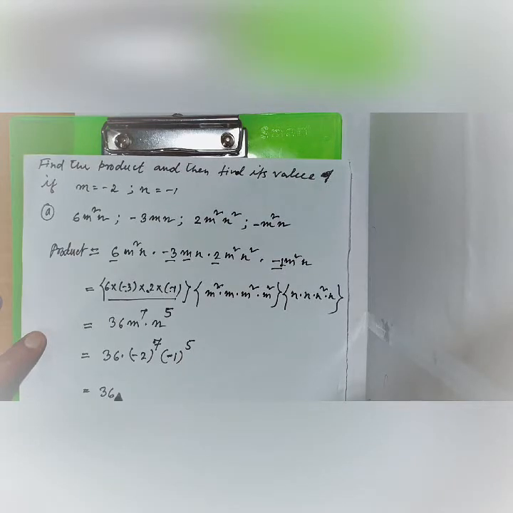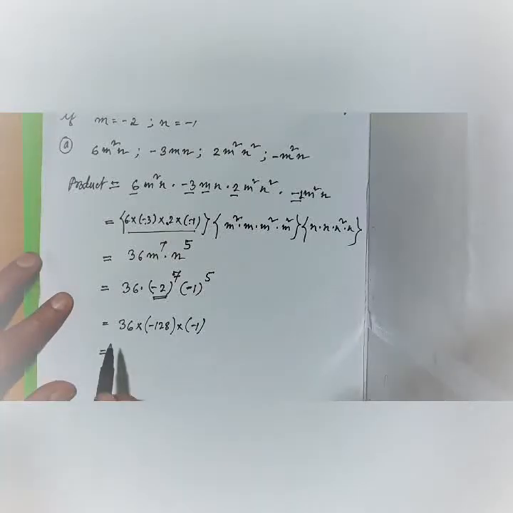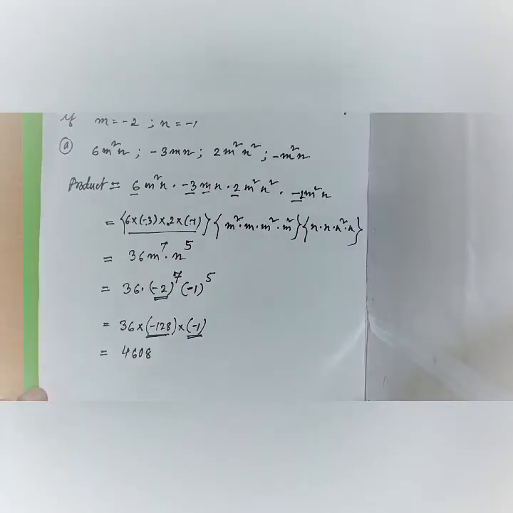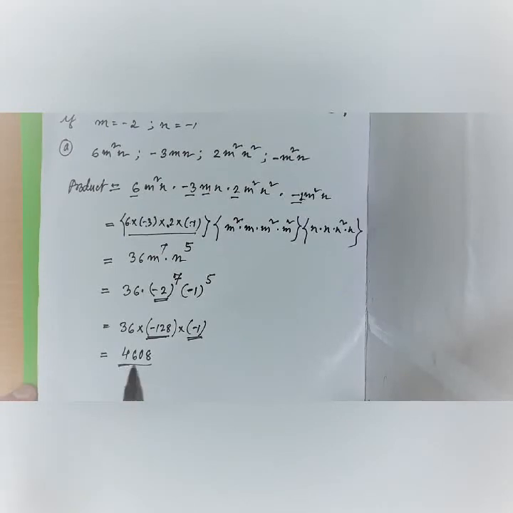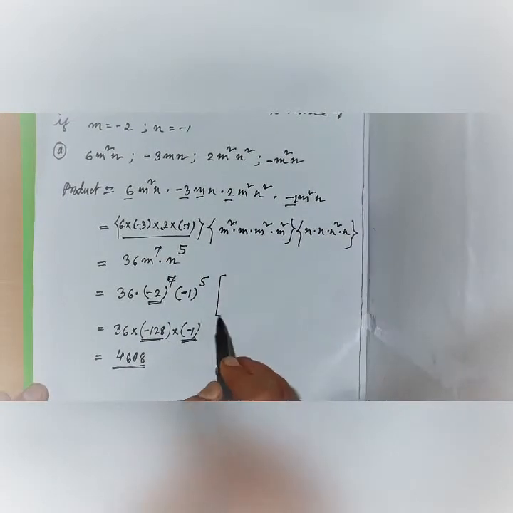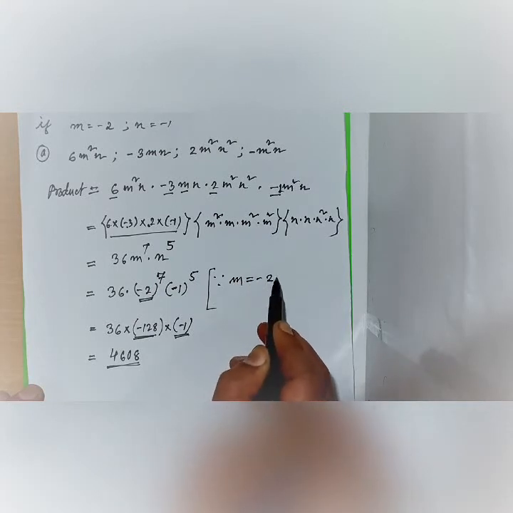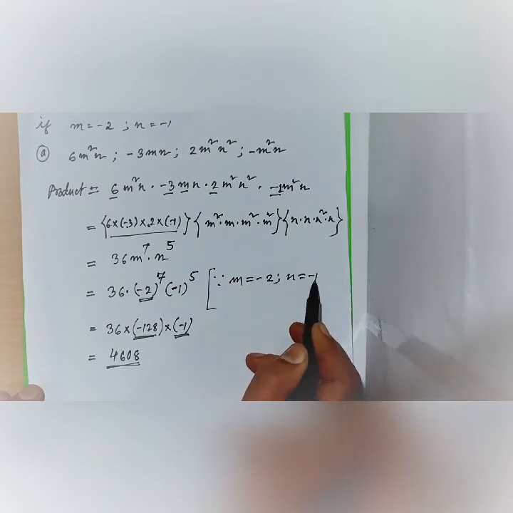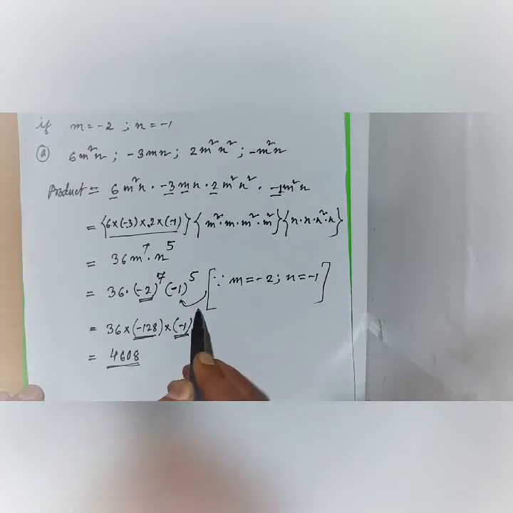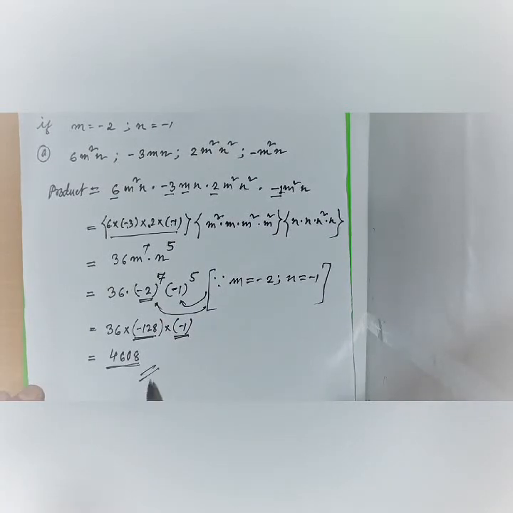36 into, find the value of 2 to the power 7, so this is going to give you minus 128, and this is going to give you minus 1, and now ultimately you find the value of these two. At last you will get the value 4608. Now you write here, since m equal to minus 2, n equal to minus 1, so I am putting these values. So this is the answer.